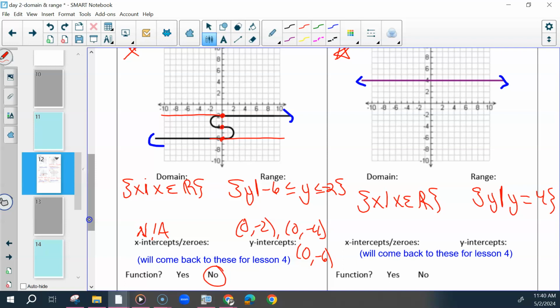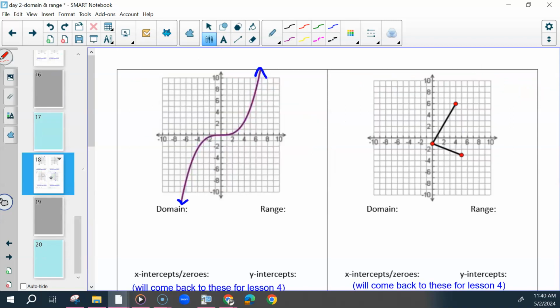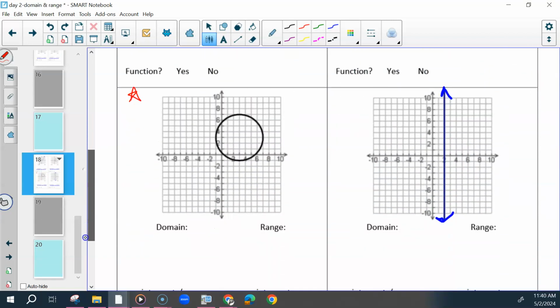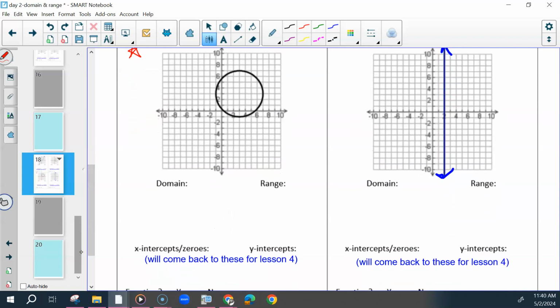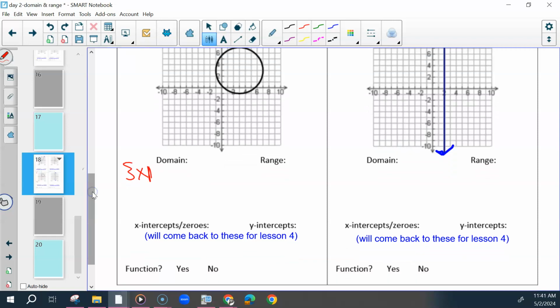Go on to the circle one. And then you guys will have to do this one. Alright, for the domain, how would we write that? Curly bracket, x, vertical line, x. Negative 1 less than or equal to x less than or equal to 1.